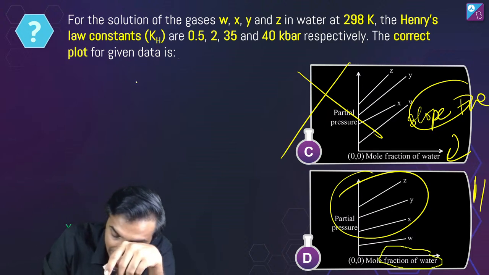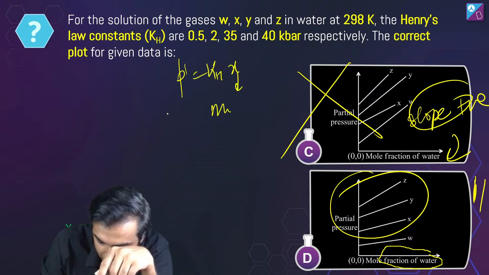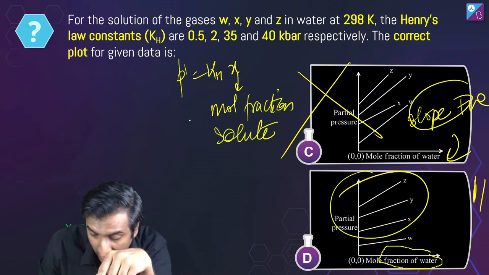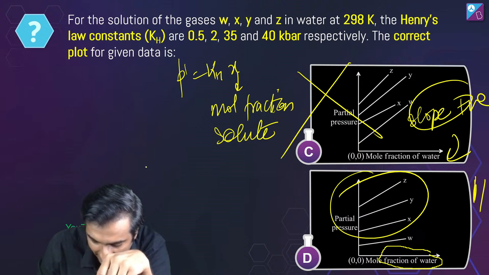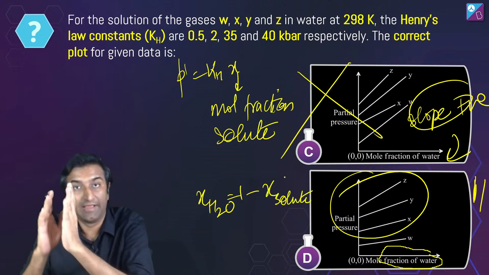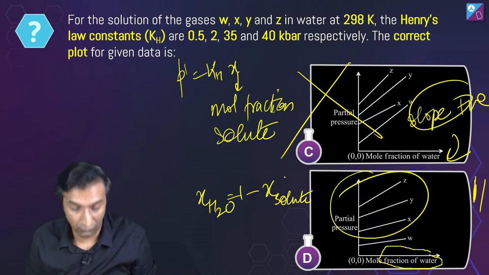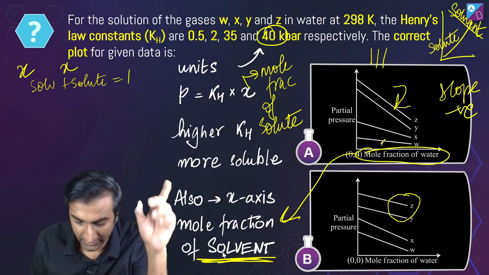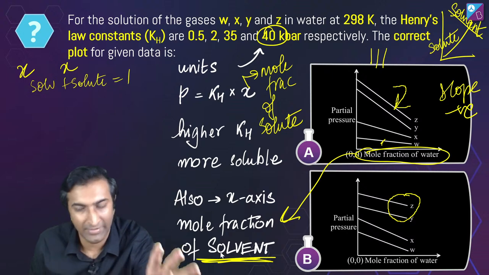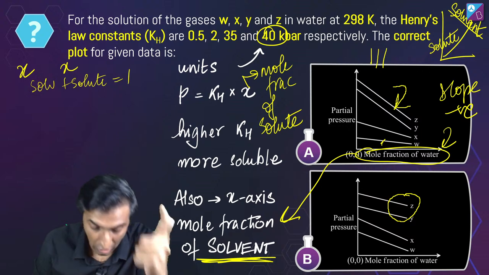The equation that you have, right? P is equal to KH times X. This X is the mole fraction of solute. The mole fraction of solvent, let's just say X of H2O, is going to be 1 minus X of solute. So that's why the graph will become its mirror. So put a mirror on this graph. That's what will happen. Because I am doing 1 minus this, hence it should be this. Okay Bhaskar, maybe if I'm not explaining it well, spend some time on this, but this is a direct consequence of the fact that here the denominator has water and not the solute.